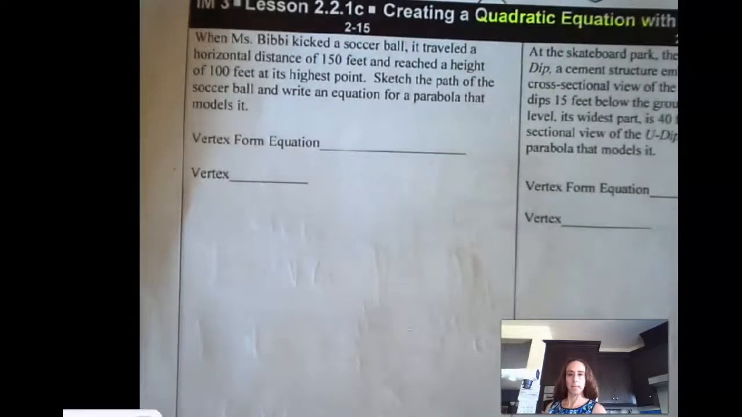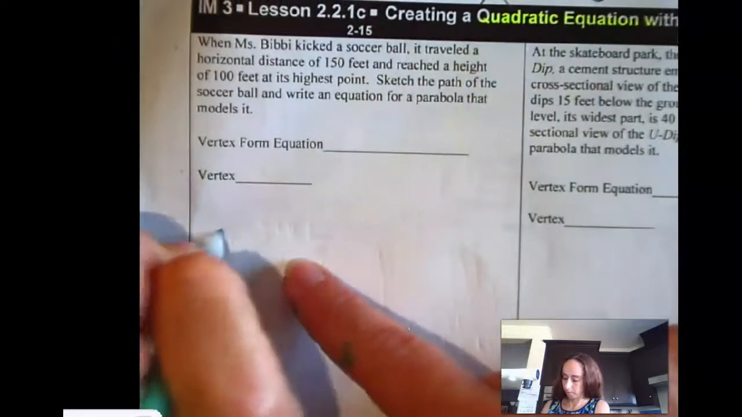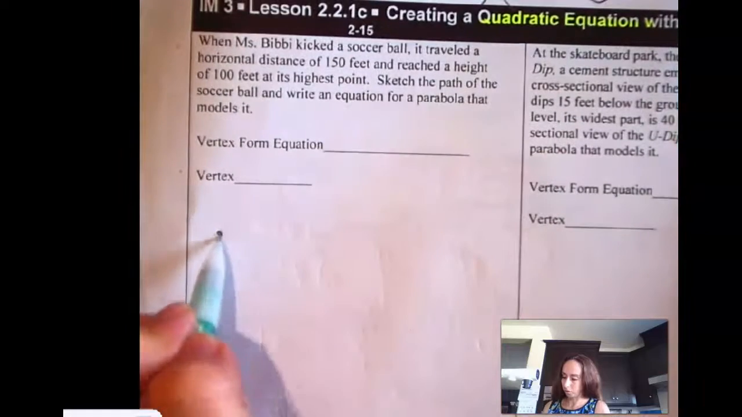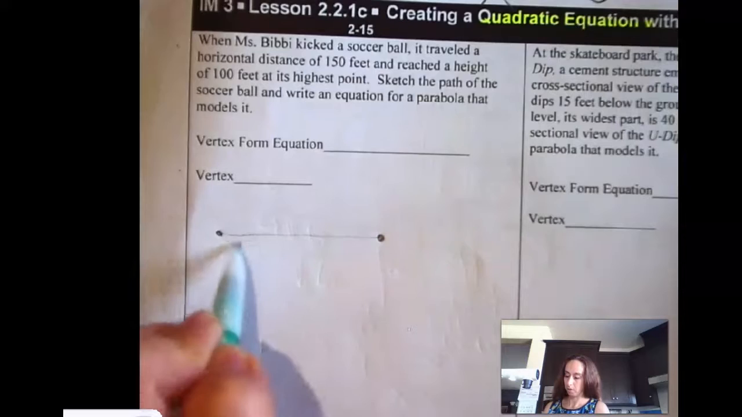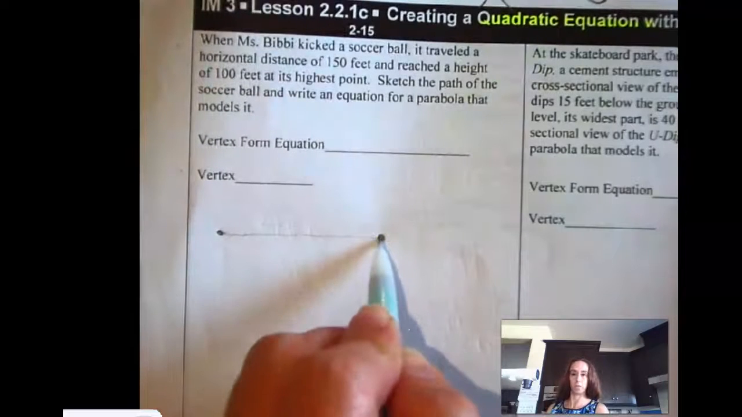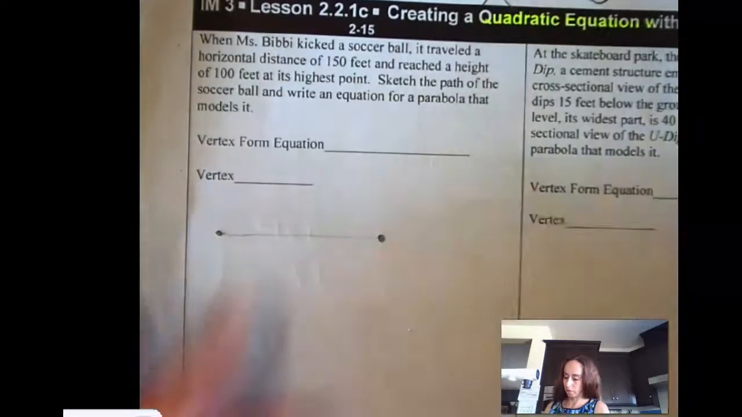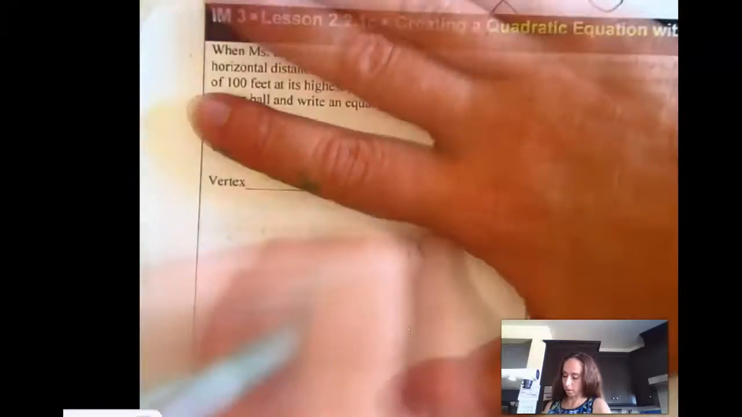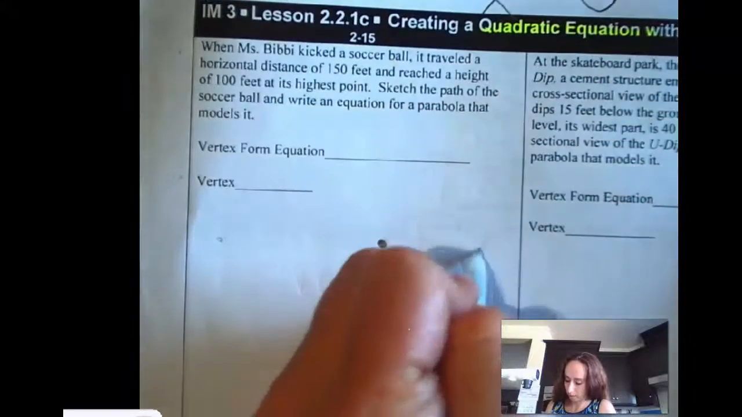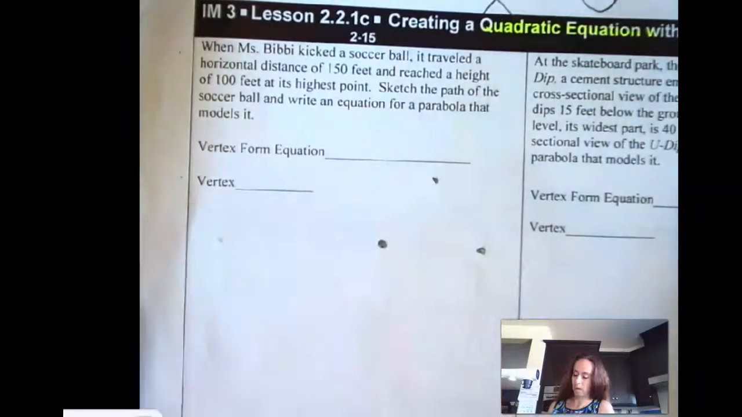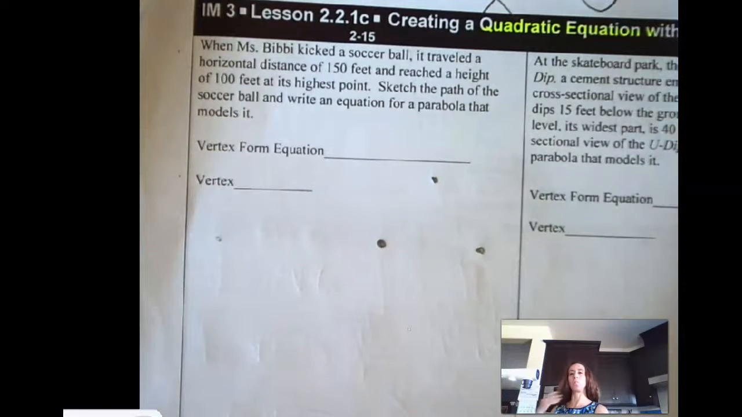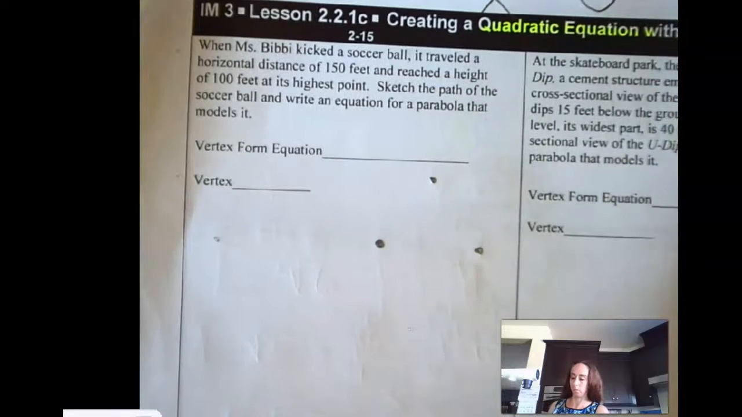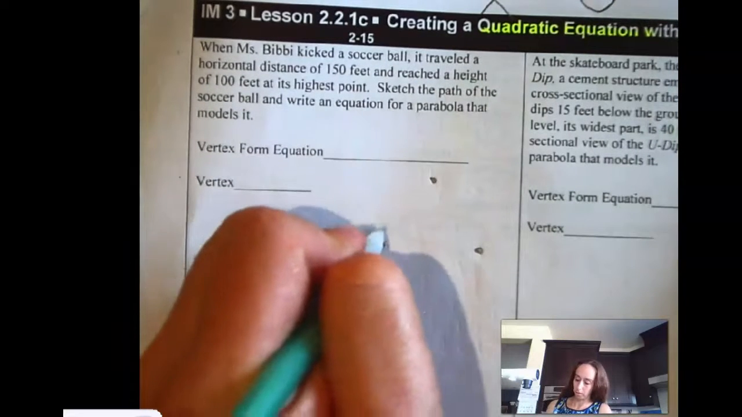All right, it says they kicked a soccer ball. So here I am, and it traveled horizontally 150 feet. So that means from here to here is 150. And it reached a height of 100. So let me do that a little bit. So maybe I'm going to go like this and like this. And then it's high, it's 100 feet. They want you to sketch the path of the soccer ball, which I guess means it's going like this.